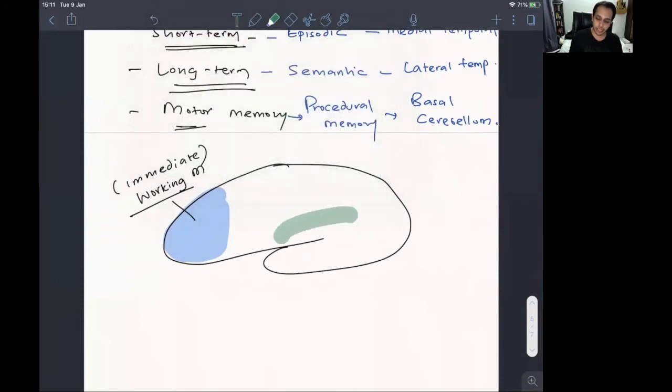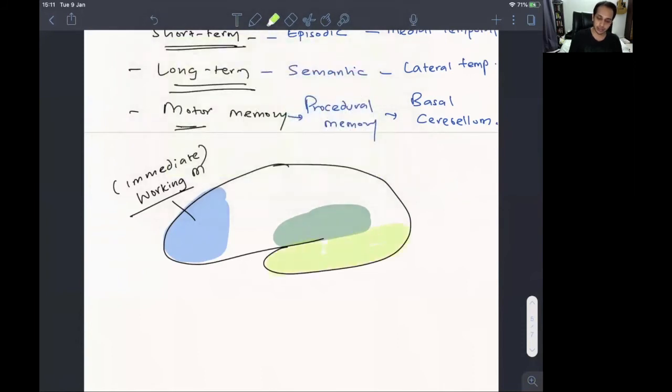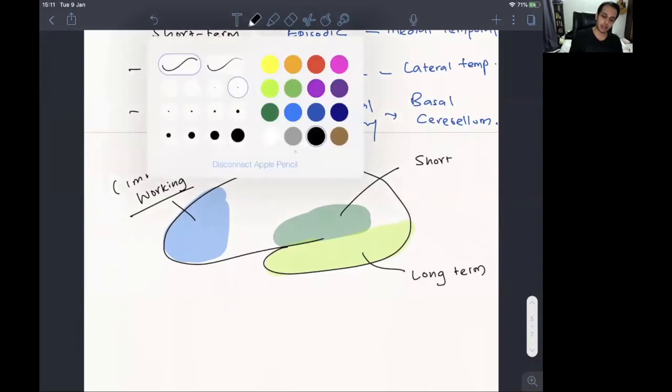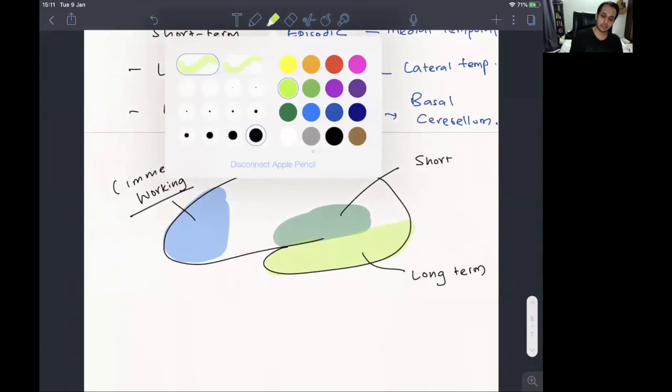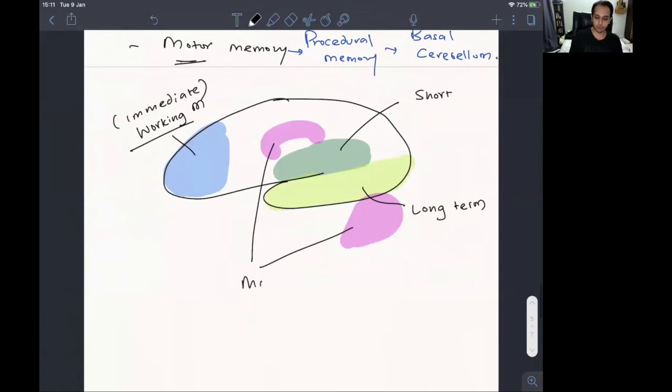Your medial temporal is here, and your lateral temporal is here. So your medial temporal will have your short term and lateral temporal will have your long term. And finally, your basal ganglia is somewhere here and cerebellum is here. And these two will have your motor memory.